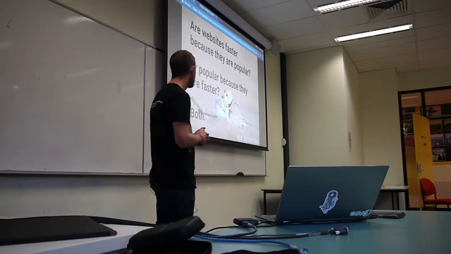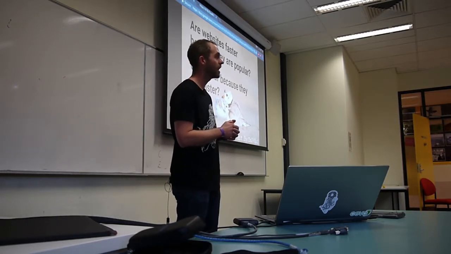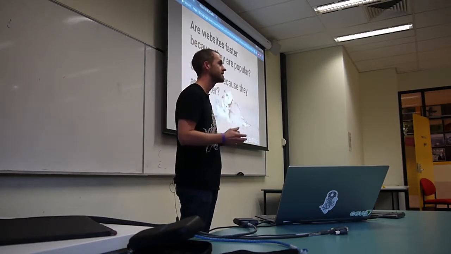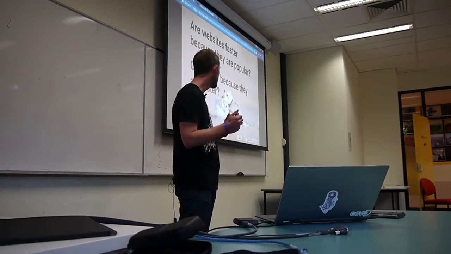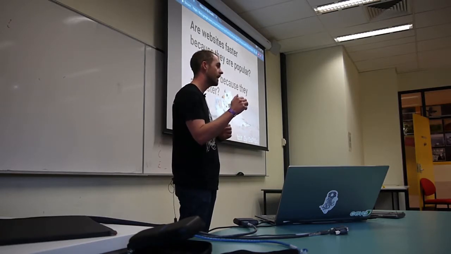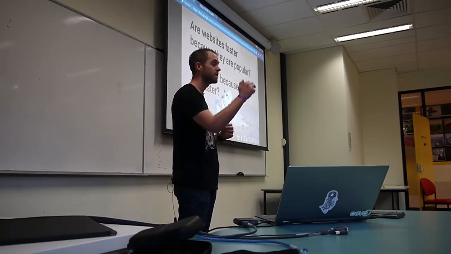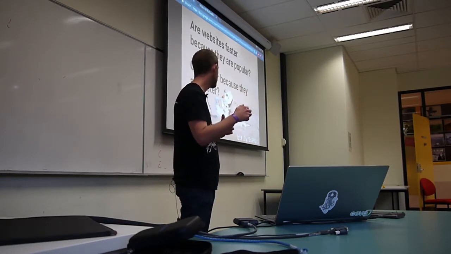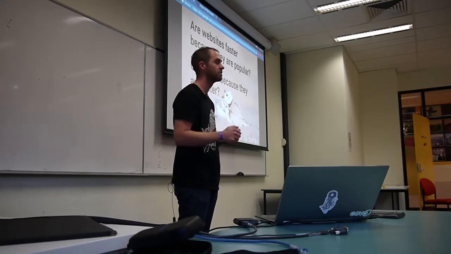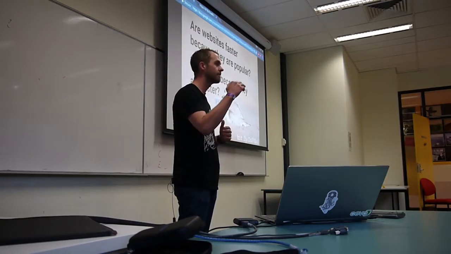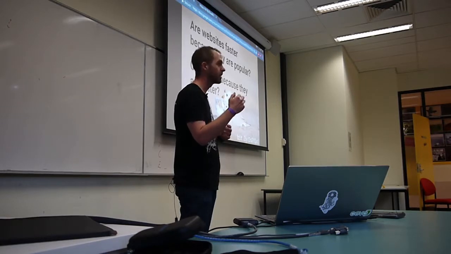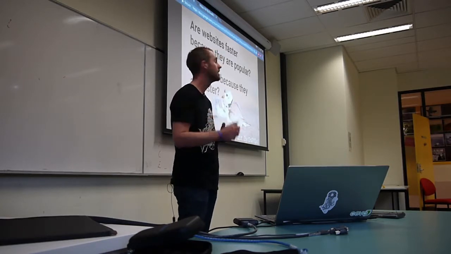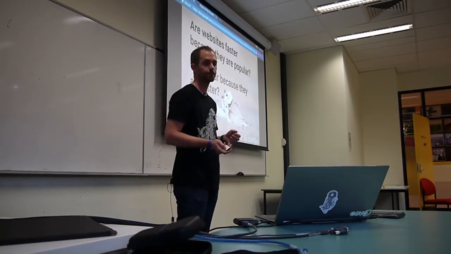There was a great analysis of the HTTP archive, the top 10,000 websites, where a user went through and looked at where popular websites placed in terms of performance and compared to less popular websites and how they performed. And across the board at every level, popular websites were orders of magnitude faster than slower websites.